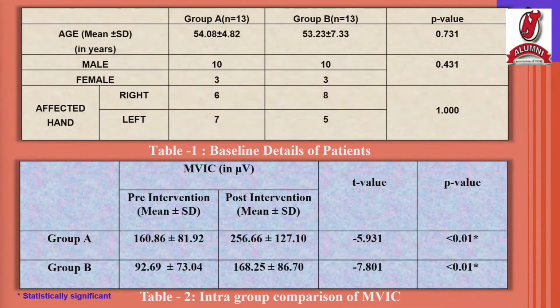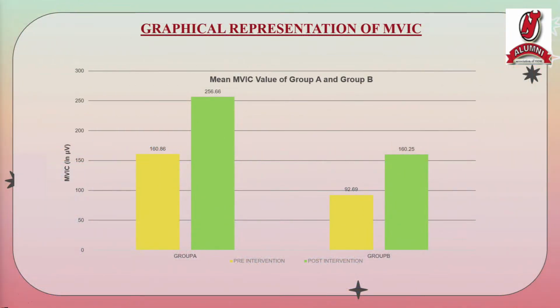Table 1 shows the baseline data of the 2 groups of patients, which suggests that there is homogeneity at the baseline in both groups. Table 2 shows the within group analysis, which shows a statistically significant difference in both groups, that is, the p-value is less than 0.05. This is the graphical representation of the MVIC value.